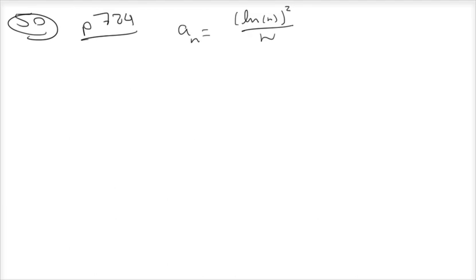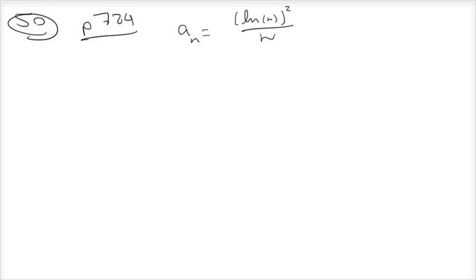So now we're going to do number 50 on page 724 in your book, and the sequence is the natural log of n, squared, not the argument squared. If we had the argument squared, this would be a much easier limit to solve, because when you have an exponent in the argument of a natural logarithm, you can bring that exponent out to a coefficient. That's not the case this time. The whole natural logarithm is squared.